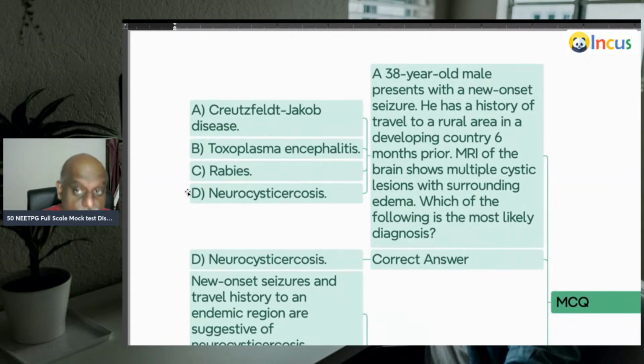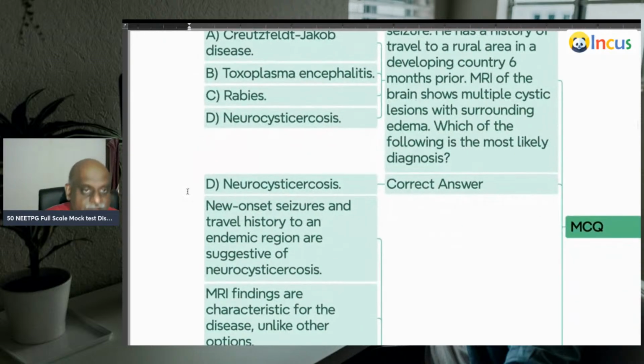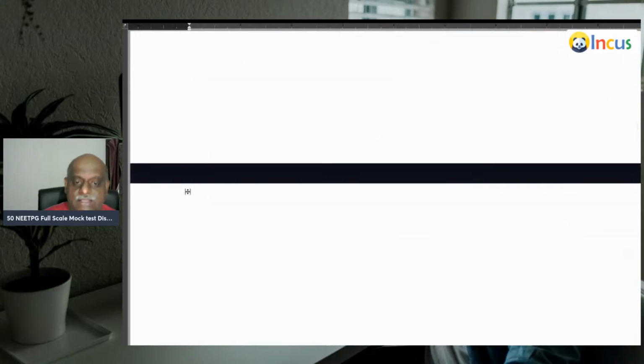A 38-year-old with new onset seizure, MRI shows multiple cystic lesions, characteristic of neurocysticercosis.